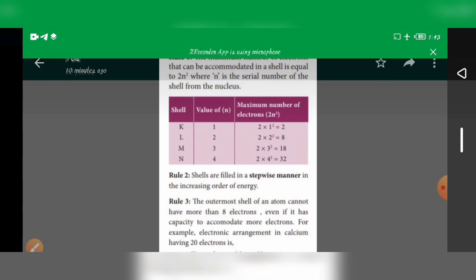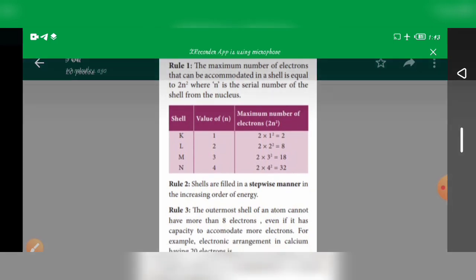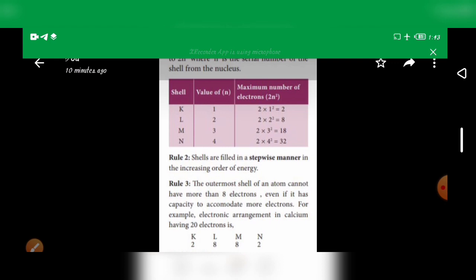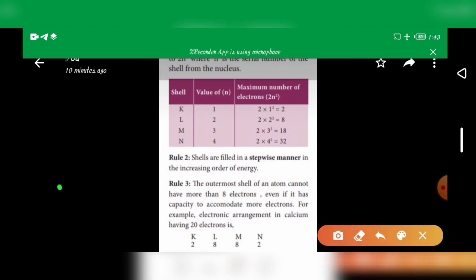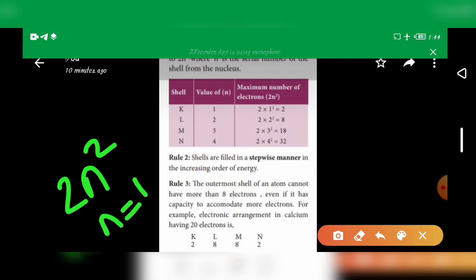See how it will be presented. First rule: the maximum number of electrons that can be accommodated in these cells is given by the 2n squared formula. Already I told you in the last video, the 2n squared formula. The n is equal to the number of the cell. If it is the first cell, K cell, so n is equal to 1, how many electrons? 2 into 1 squared equals 2 electrons. See here, for the K cell they wrote 2 into 1 squared is equal to 2. So the first rule, you must identify the maximum number of electrons that can be accommodated in these cells.